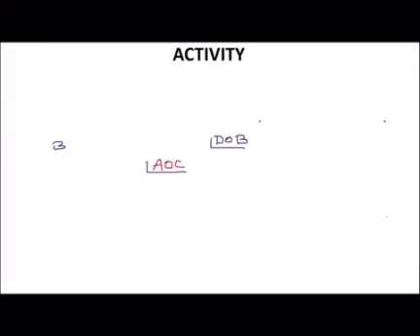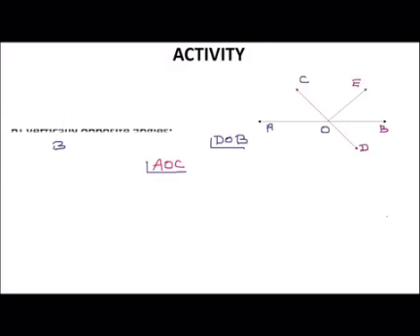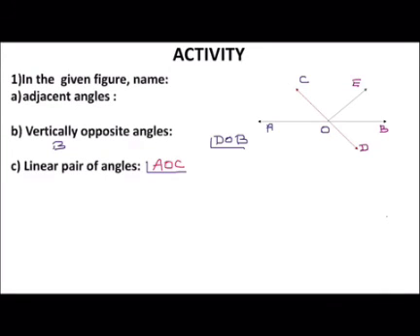Activity, children. You have a figure here, two straight lines and one ray. I have labeled the lines as AB and CD. They are intersecting at point O, and from O there is a ray OE. Okay, let's see what the questions are. In the given figure, name adjacent angles, vertically opposite angles and linear pair of angles.